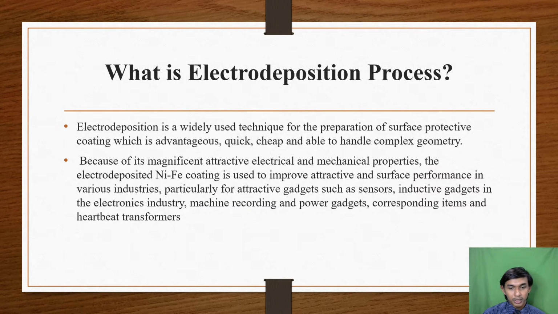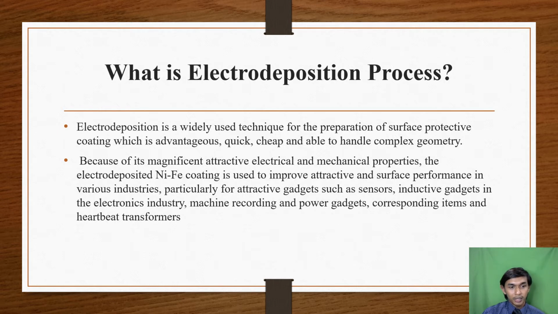Before going through the objectives, I want to talk a little bit about the electrodeposition process. So, what is the electrodeposition process? The electrodeposition process is a widely used technique for the preparation of surface protective coating, which is advantageous: quick, cheap, and able to handle complex geometry.